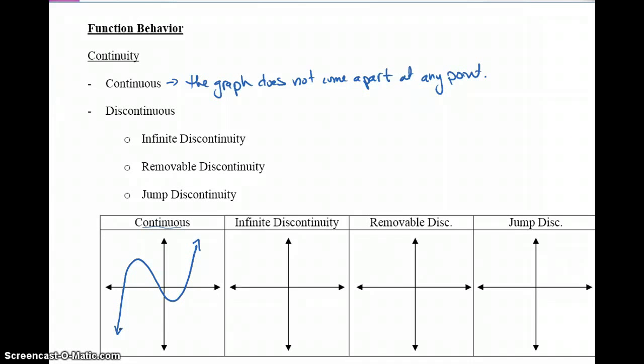So now that we have a basic idea of what continuity is, or a continuous function is, we need to talk about when it is not continuous or when it is discontinuous. The first one that we will talk about is something called the infinite discontinuity. When there is a break, so at the break, the graph splits, and the graph goes to infinity or negative infinity.